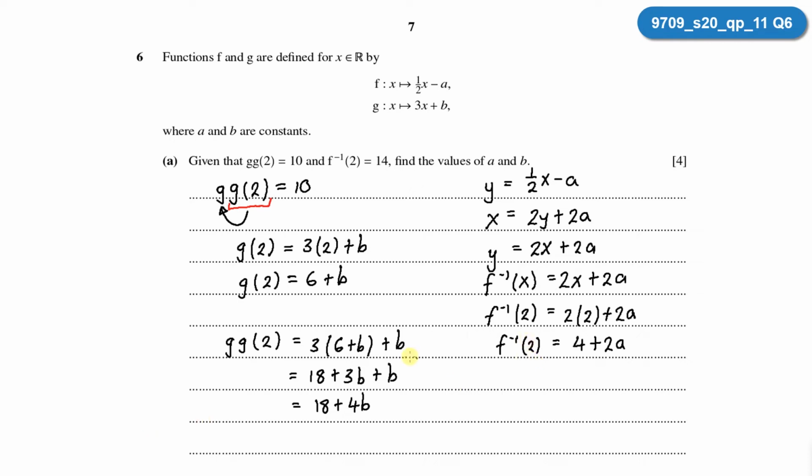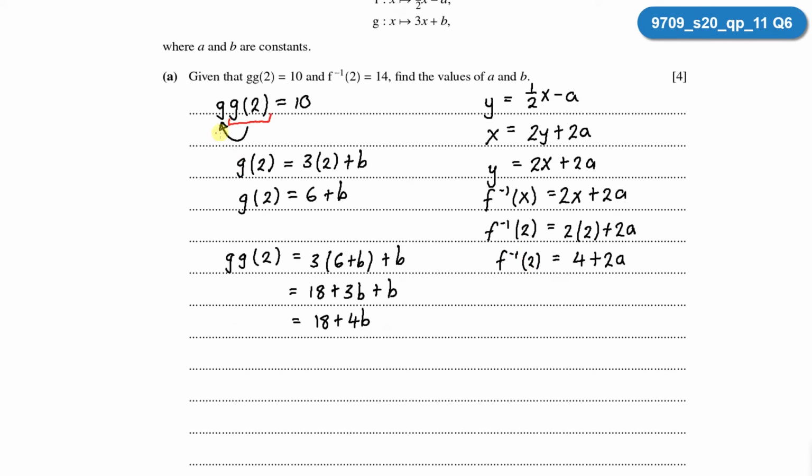So from the information given in the question, g of g of 2 is equal to 10, which therefore means I can say 18 plus 4b is equal to 10, and I can solve this equation for b. I'll subtract 18 from both sides, so I have 4b is equal to 10 minus 18, and that's going to be minus 8. And if I divide both sides by 4, b will come out as minus 2, and that's the value of b.